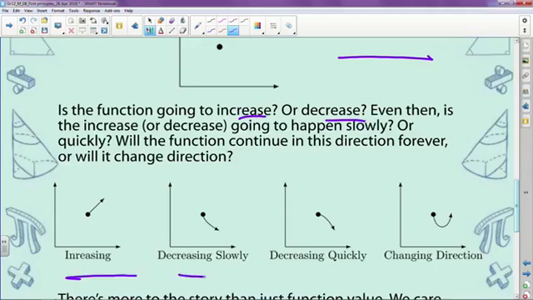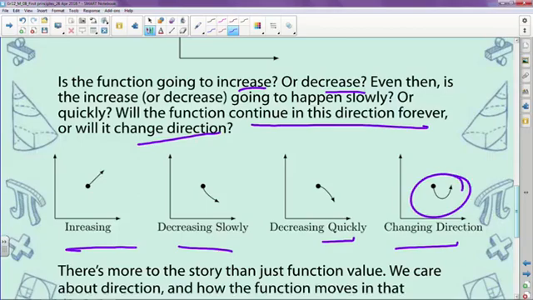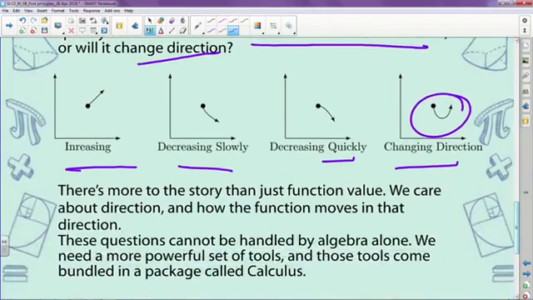So you can see I've drawn for you some graphs there where you can see what could be happening at that point, and then what's happening after the point is what we are interested in. Will the function continue in that direction forever, or will it change direction? Okay, so what you should see here is there's more to the story than just the function value. The function value, just a point on the graph, tells you nothing. We also need to look at the direction, how the function moves in that direction.